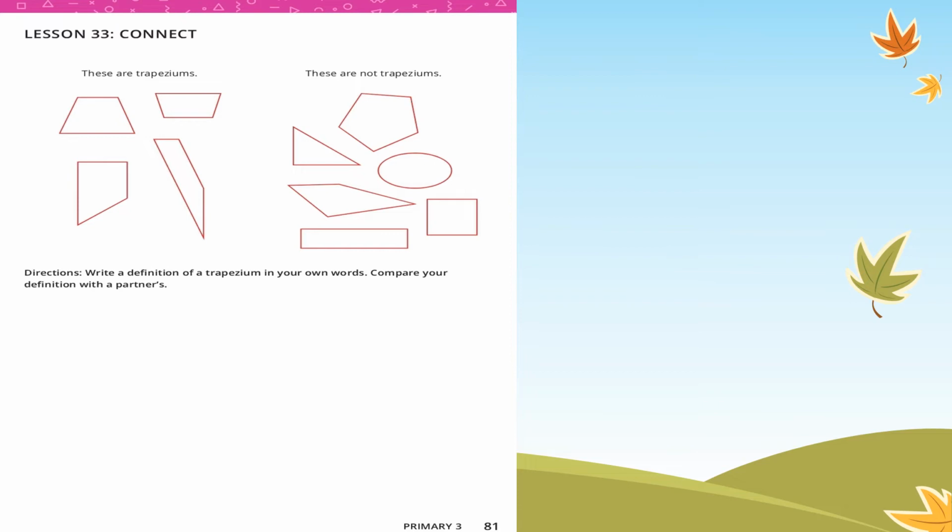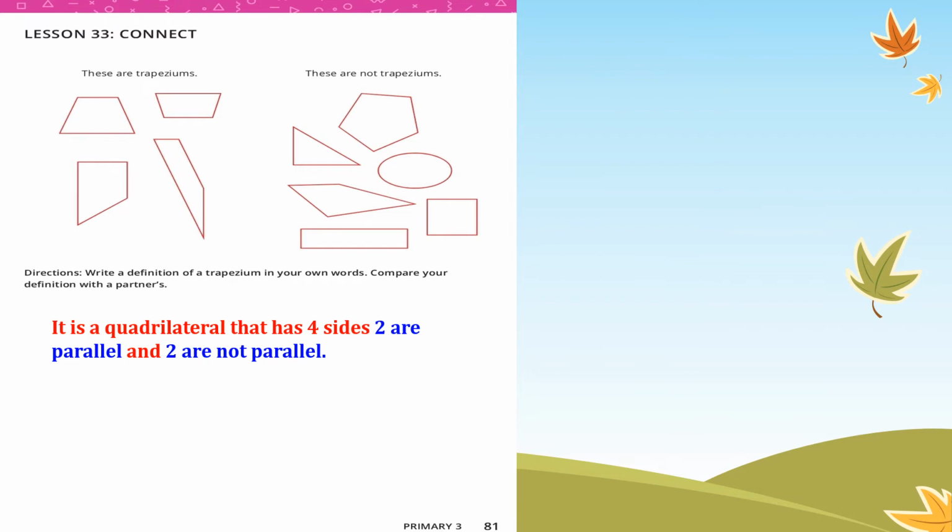So let's write the definition of trapezium. A trapezium is a quadrilateral that has four sides. Two are parallel and two are not parallel. And we said parallel means cannot meet.